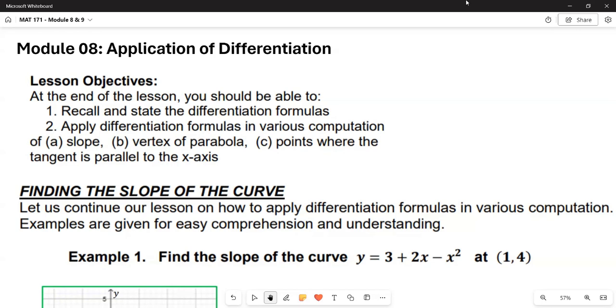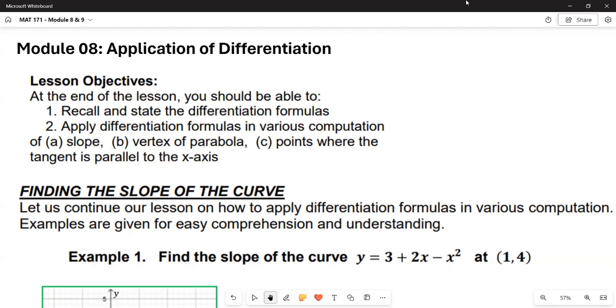Bago tayo dumako sa pagdidiscuss on how to solve yung mga problems under this module, let us first give the lesson objectives. First, we have recall and state the differentiation formulas. Kailangan ma-recall natin, from the very beginning, yung mga basic differentiation formulas natin kasama na yung power rule, chain rule, quotient rule, product rule na pinresent natin from the start ng ating Calculus 1 or differential calculus.